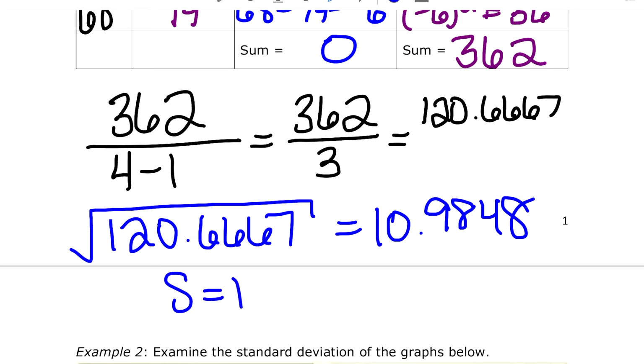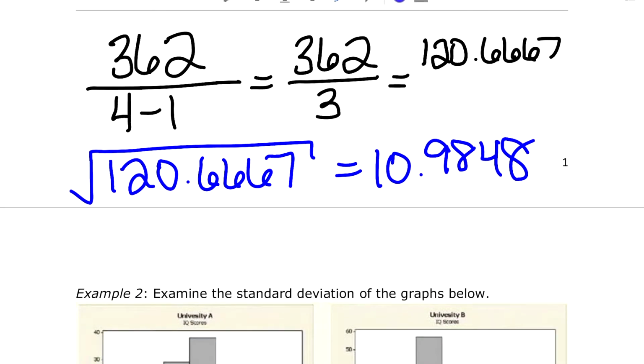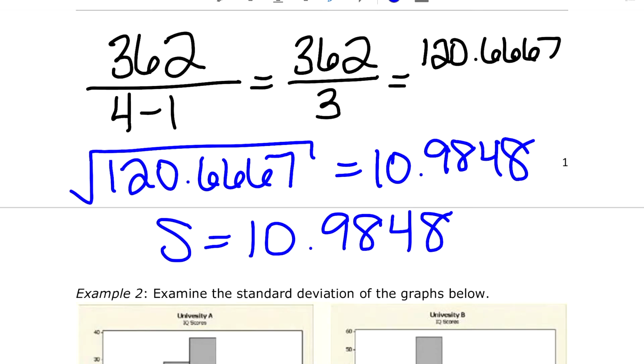So S equals 10.9848. So that means on average, my data is 10.9848 units away from the mean.